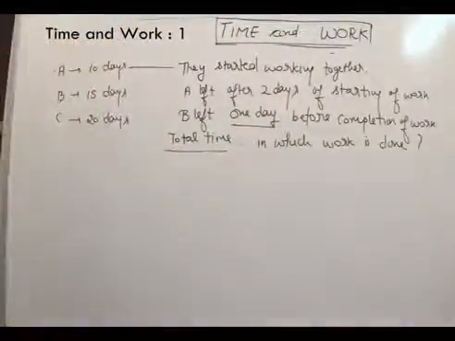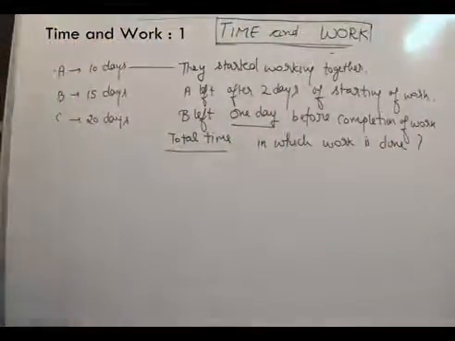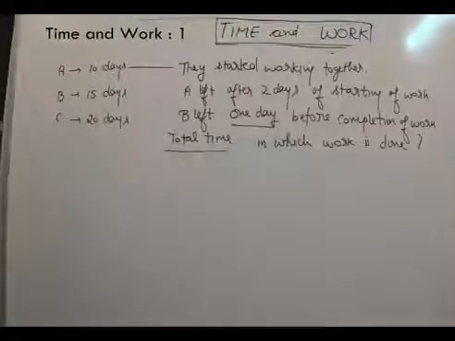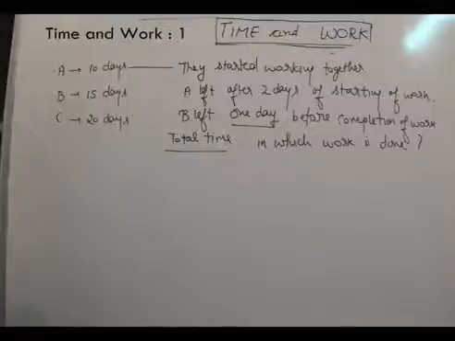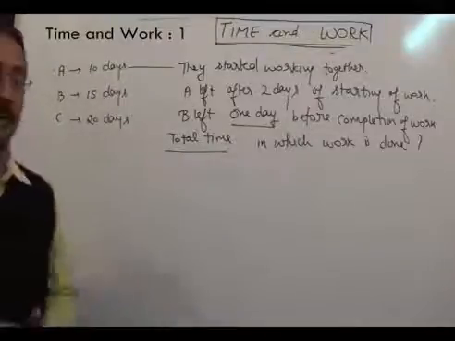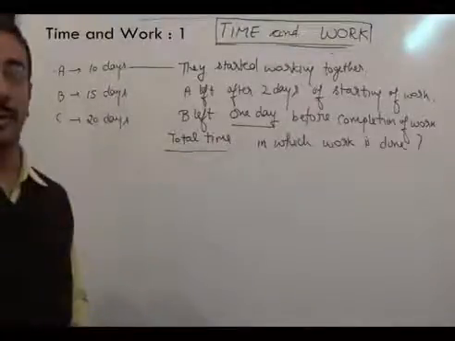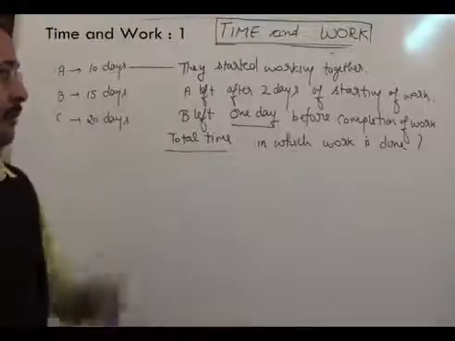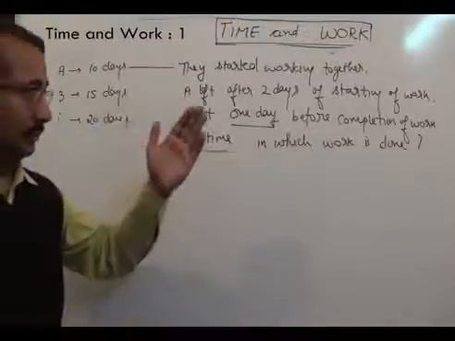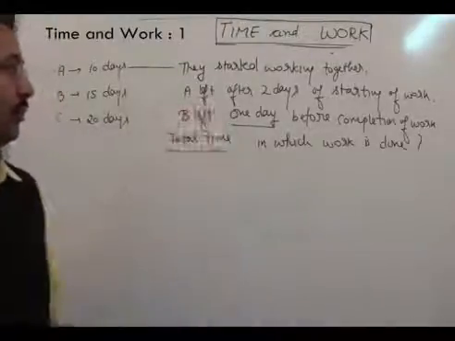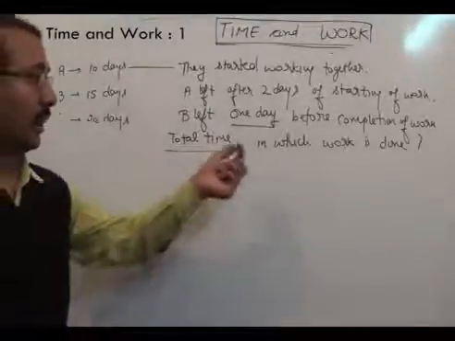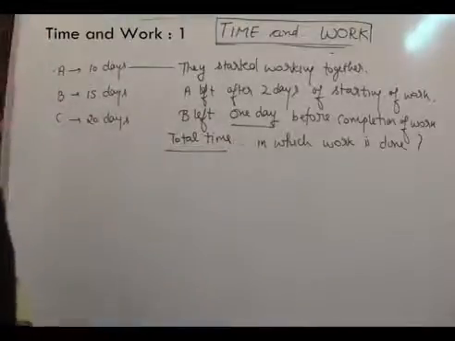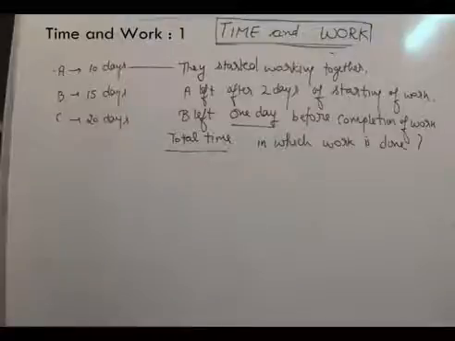Just try to understand the game. There are 3 persons. A can do a work in 10 days, B can do the same work in 15 days, and C can do the same work in 20 days. Together they started the work. A left after 2 days of starting of work, B left 1 day before completion of work, and the total time in which work is being done, that we have to answer, right?